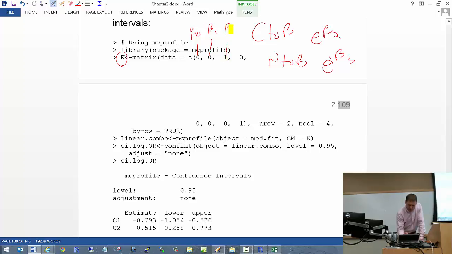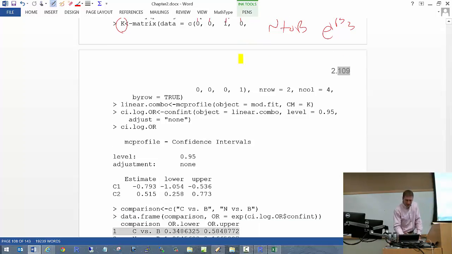those corresponding betas. So here are my columns, what they represent, beta 0 through beta 3. And so notice the first row is going to help me find a confidence interval for beta 2. The second row is going to help me find a confidence interval for beta 3. So I put that into K. I use my mcprofile package to calculate a whole bunch of -2 log lambdas. And then I use the confint function to help me find the confidence intervals. Again, notice I use adjust equal none. I'm not going to control the family-wise error rate, although obviously I could.